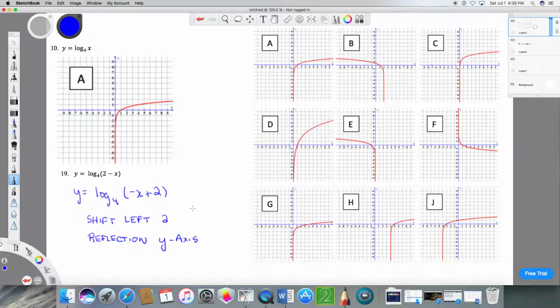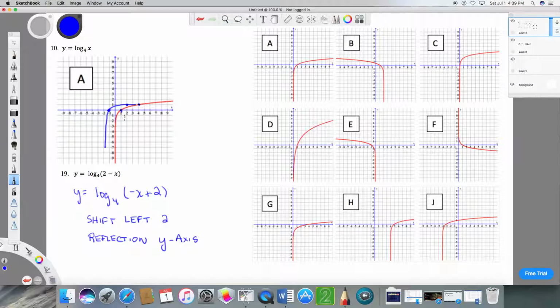So if we shift this to the left 2 units, let's trace out our 2 points that are very easy to read on here, (1, 0) and (4, 1). If I shift this to the left 2 units, this becomes (-1, 0). And if I shift this to the left 2 units, it becomes (2, 1). So after my first transformation, my graph looks like this. It's been shifted to the left.